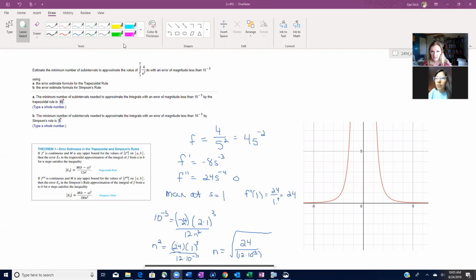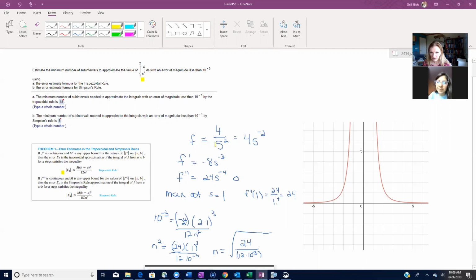So the trick with these problems is applying this theorem, which is like for trapezoid rule, if the second derivative of the function, so in this case this is your f, 4 divided by s squared ds, that's your f. We have to look at the second derivative of it, and as long as it's continuous and we can find an upper value for the absolute value of it on the interval from a to b, which in this case is from 1 to 2, then we have this equation for the error that we can plug all the different pieces into and solve for n.